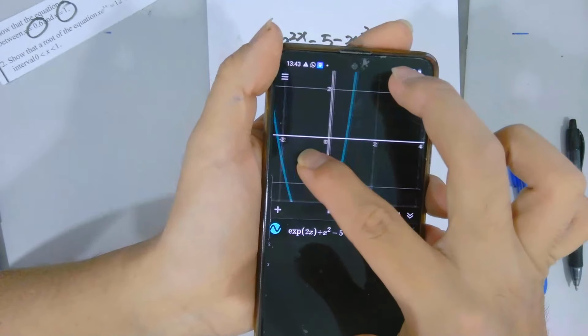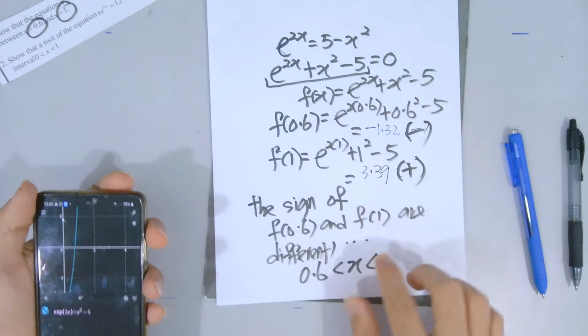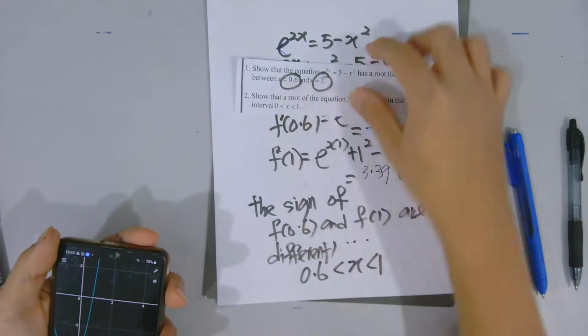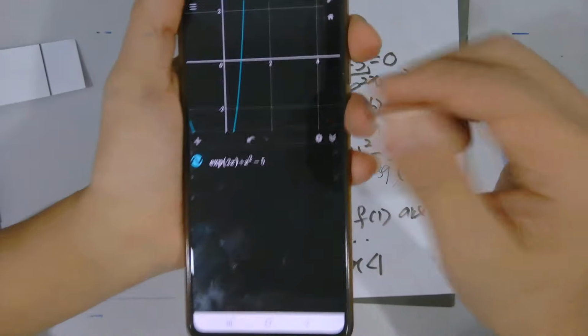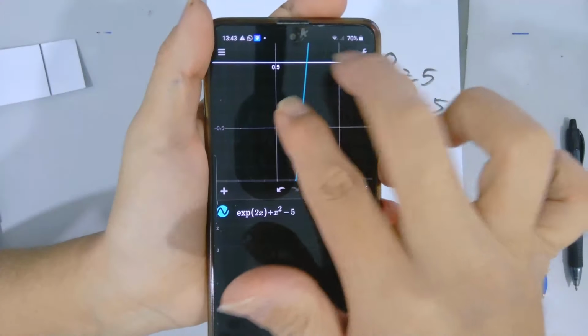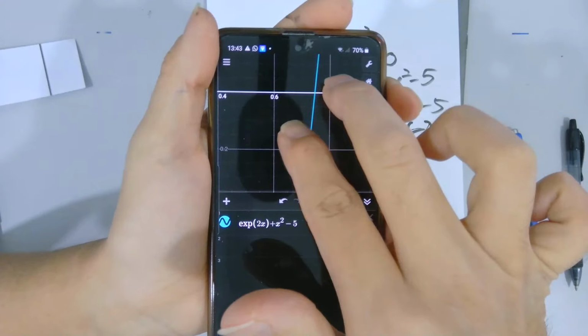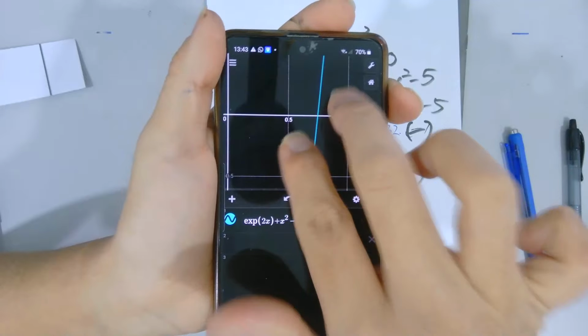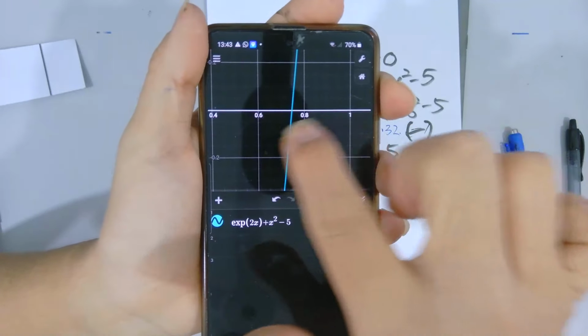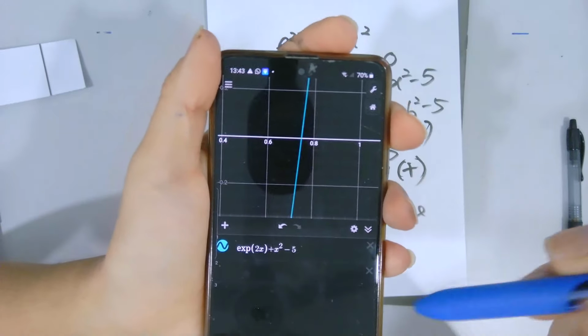Now I'm interested in the root between 0.6 and 1. Look at this. Is it between 0.6 and 1? Yes, it's between 0.6 and 1. If you zoom again, it's between 0.6 and 1. Can you see that? This is the root.